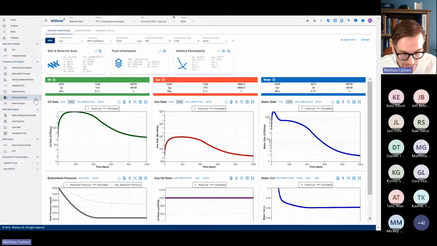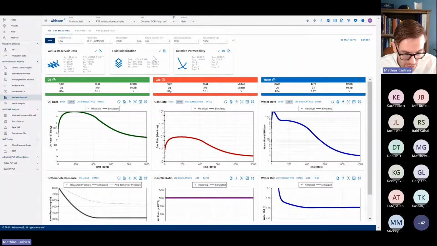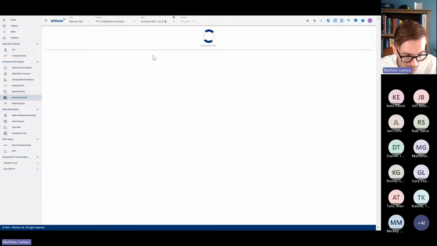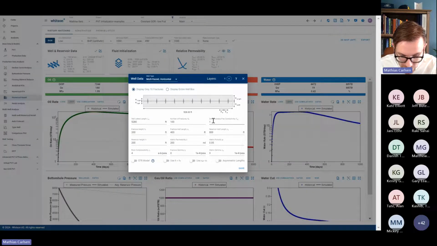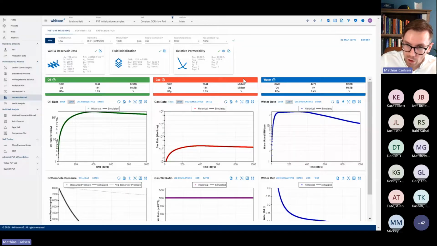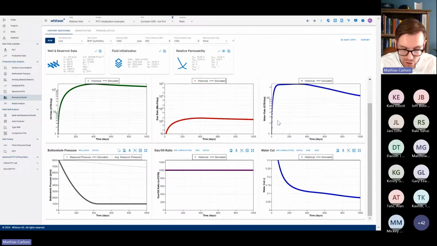If I took the base case, and now I'm talking about number 2 here, if you have a really large pressure drop between the matrix and the wellbore, for instance, with a low fracture conductivity, that will be this guy right here. So this is the base case. The only thing that I've changed is that I've made the dimensionless fracture conductivity, instead of it being 1,000, extremely low. So that means that it's a huge pressure drop between the matrix and the wellbore. And that's just to exemplify this, that will simulate, with not a very complicated model, constant GOR for a long period of time. And this is just arbitrary numbers that I picked, but that's one plausible explanation.